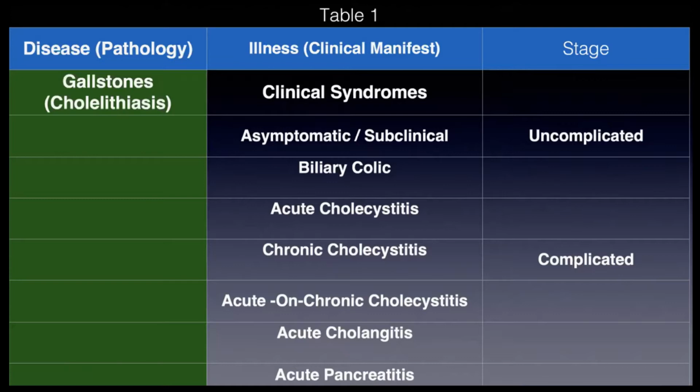And I include here asymptomatic subclinical gallstone as one of the uncomplicated gallstones. This is all a theoretical concept in our mind. We may not see this group of patients because they are asymptomatic. We usually see biliary colic and acute cholecystitis patients. So these are early stage, if you can call it stage. There's no staging system in gallstone syndrome, but you can tell it to your own mind.